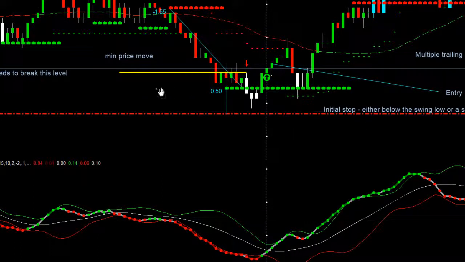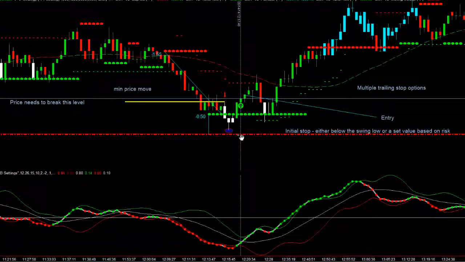Now that initial stop is either a set value that you nominate, or it's going to be just off that swing low. So the swing low is just here. We might have a couple of ticks just below that as our swing low, or we can set a value based on our initial stop. Now, once we've got our initial stop in place, we're protected.